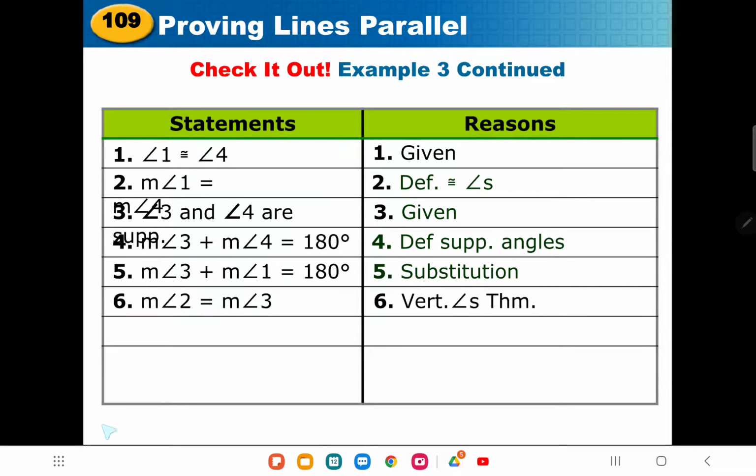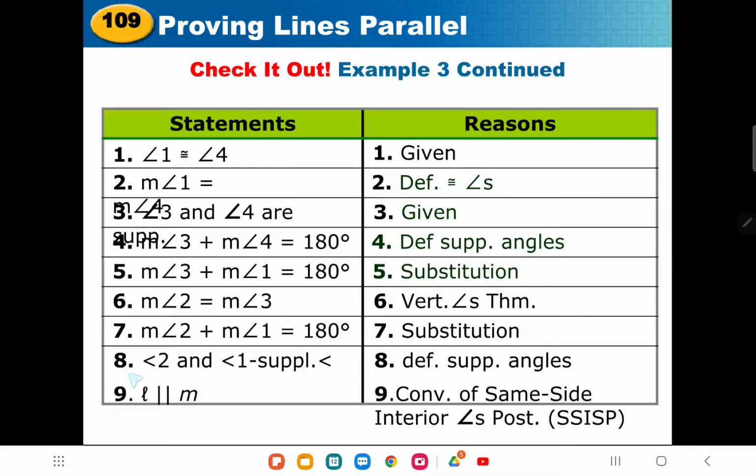By the vertical angles theorem, I have that the measure of angle 2 is equal to the measure of angle 3. Further substitution gets me that the measure of angle 2 plus the measure of angle 1 is 180 degrees. I can say that they are supplementary then by the definition of supplementary angles, and that by the converse of same side interior angles, L is parallel to M.